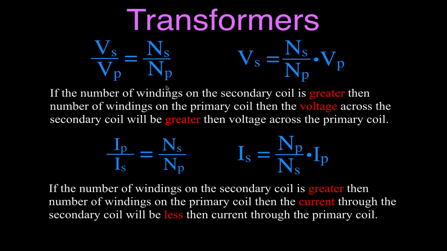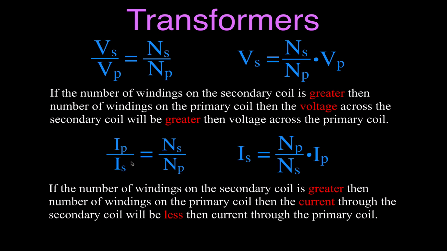I want to point out again, remember that using this equation, and this is the equation that relates the ratio of the voltages to the number of windings, secondary and primary. And it says here that if the number of windings on the secondary coil is greater than the number of windings on the primary coil, then the voltage across the secondary coil will be greater than the voltage across the primary coil. So you want to increase, step up the voltage, which we call a step-up transformer. Then you put more windings on the secondary coil, and you get more voltage out of the secondary coil. Again, that's a step-up transformer. You want less, you put fewer windings on the secondary coil.